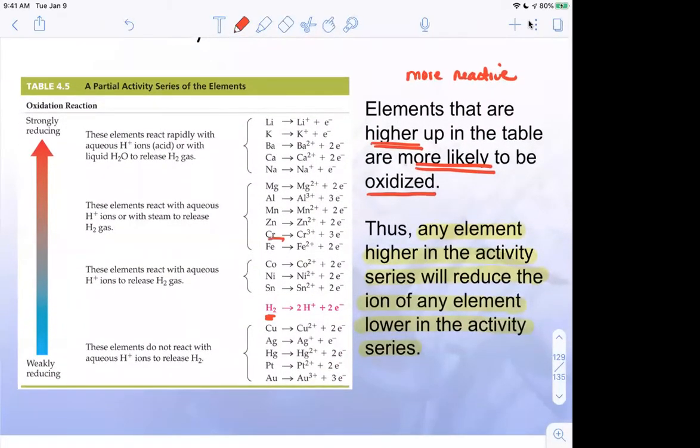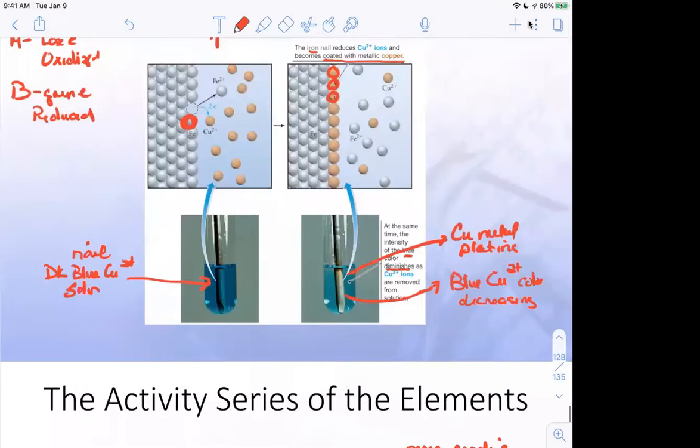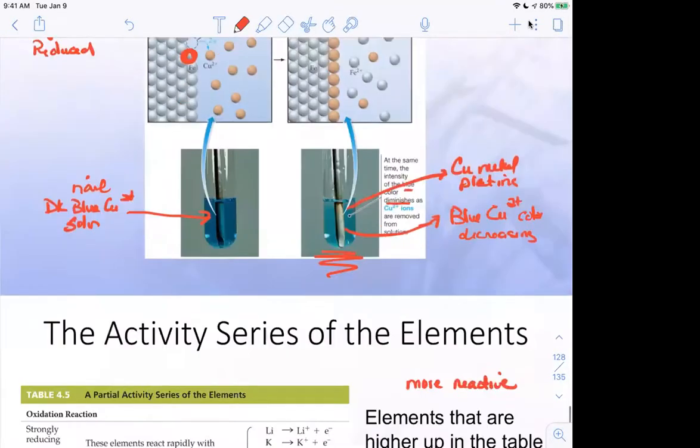Iron is here, and copper is down at the lower part of the chart. So iron is more reactive than copper. Iron is higher on the activity series, so iron will displace the copper. This reaction will occur, as we see experimentally if we actually did this in the lab.